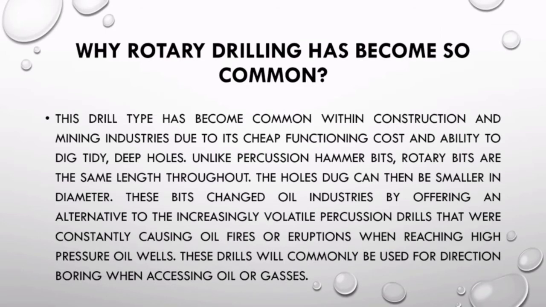This drill type has become common within the construction and mining industries due to its cheap functioning costs and ability to dig tidy, deep holes. Unlike percussion hammer bits, rotary bits are the same length throughout. The holes dug can then be smaller in diameter. These bits changed the oil industry by offering an alternative to the increasingly volatile percussion drills that were constantly causing oil fires or eruptions when reaching high-pressure oil wells. These drills are commonly used for directional boring when accessing oil or gases.